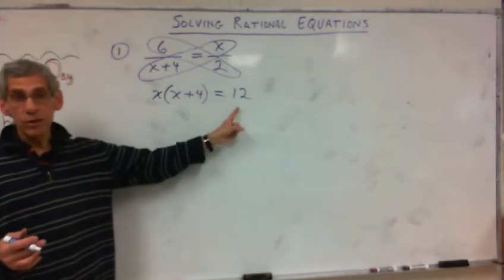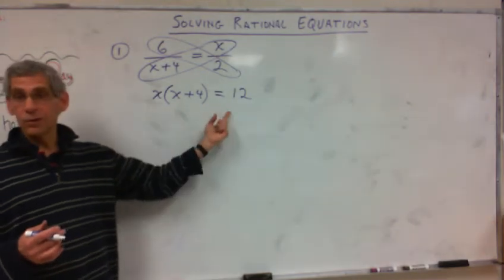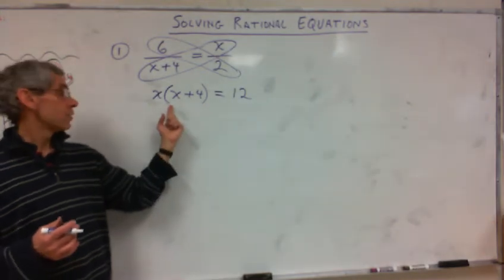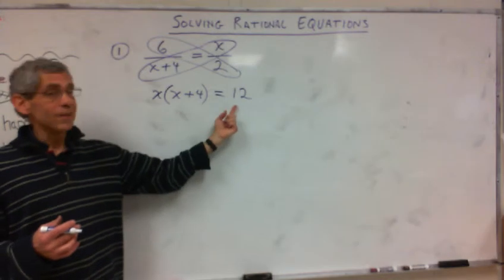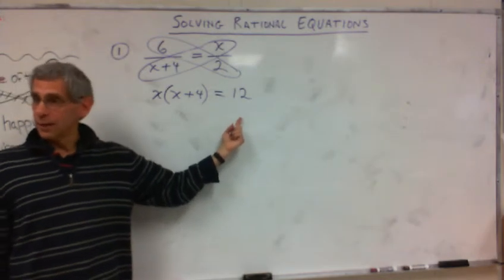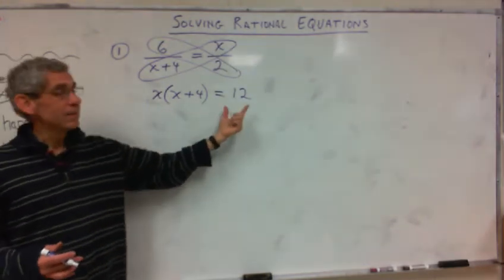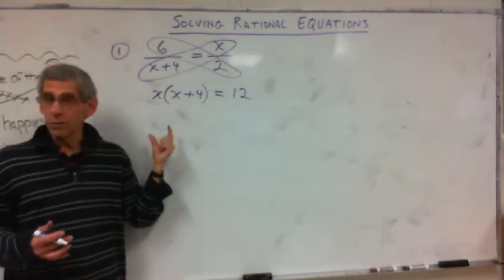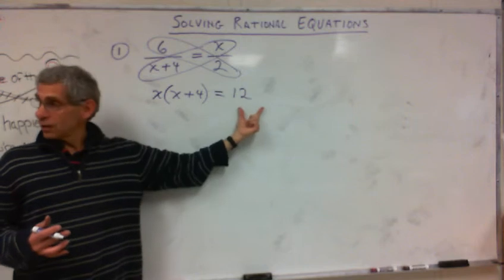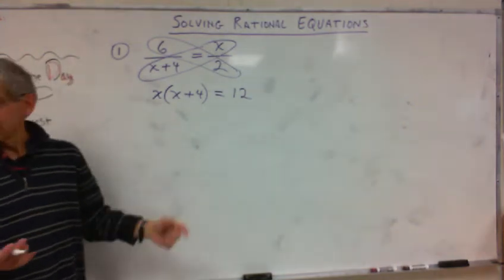Now, if that equaled 0 right now, I wouldn't have to multiply it out, because then I know if a times b equals 0, then either x equals 0 or x plus 4 equals 0. But it doesn't equal 0. It's 12. That totally screws up my plan. I can't do that. So I've got to multiply it out. Get rid of these parentheses. Get that 12 over into it, so that it equals 0. Remember? Because this is going to be a quadratic equation, basically.